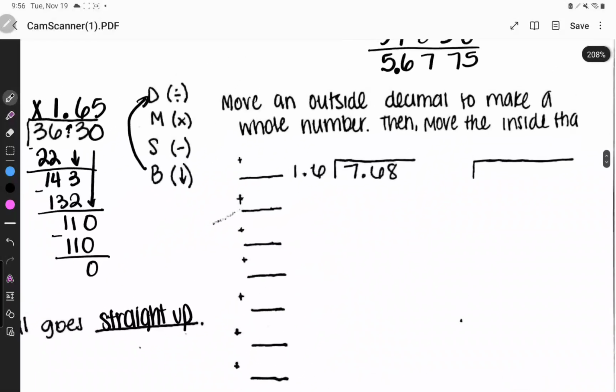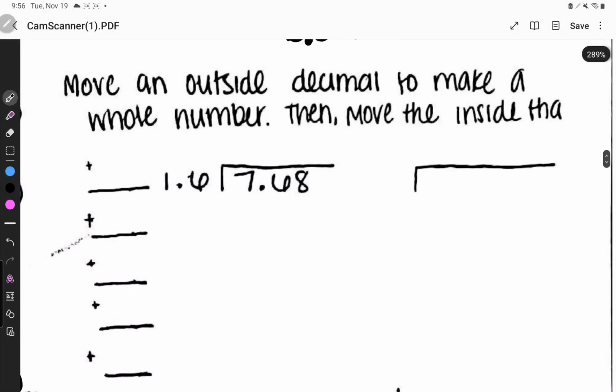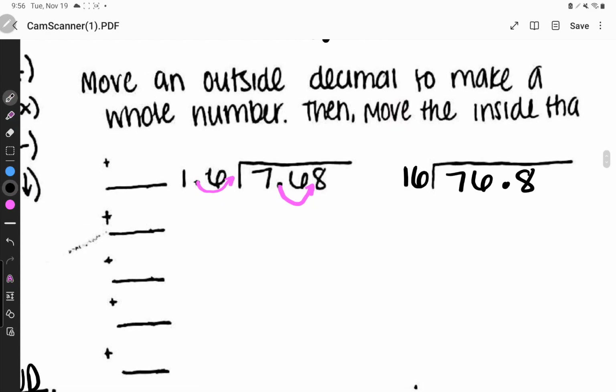Now this is the one that I always see the most struggle bus with, and it is because there is a decimal on the outside. When we have a decimal on the outside, and only when we have a decimal on the outside, we move it. So I have to move this decimal over 1 time to turn that into a whole number of 16. Well, since I moved that decimal over once, I have to move this decimal over only once. And so that decimal now goes in between the 6 and the 8. So that gives me 76.8.